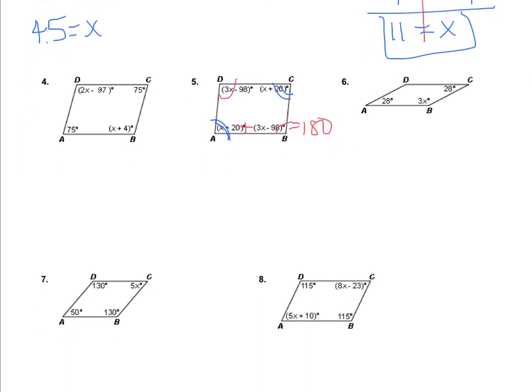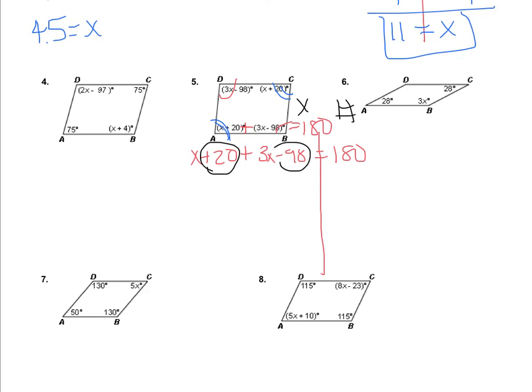So I'm going to write out that x plus 20 plus 3x minus 98 must equal 180. So I need to get all my x's on one side, my numbers on the other. First, I'm going to go ahead and combine my like terms. I have a plus 20 and a minus 98. And I have an x and a 3x. X plus 3x is 4x. And 20 minus 98 is negative 78, equals 180.